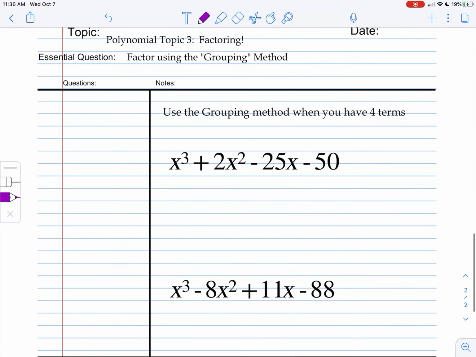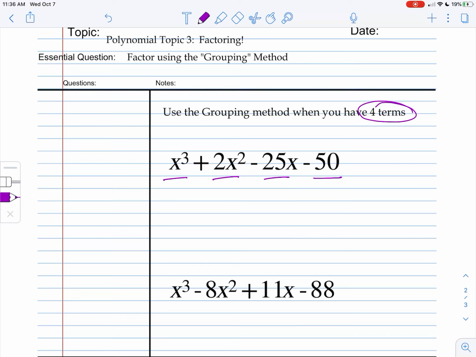All right, our last type of factoring is called the grouping method, and you heard me talk about grouping. Grouping works when you have 4 terms. So we're looking at this, like 1, 2, 3, 4 terms. We talked about the AC method yesterday, and we broke our x squareds into 4 terms.